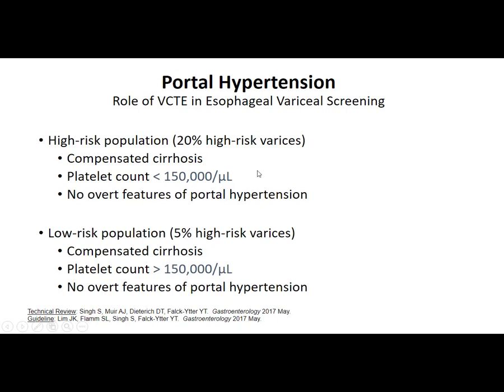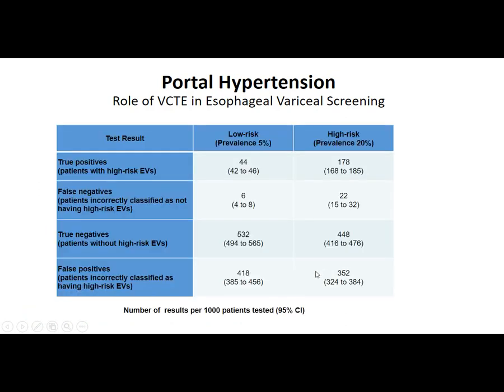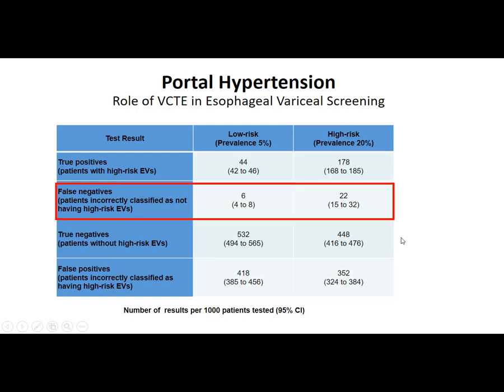So in a high-risk population, say 20% varices, compensated cirrhosis, platelet count less than 150, no overt features of portal hypertension, it was looked at there. And in the low-risk population, only 5% risk of varices, platelet count over 150,000, no overt features of portal hypertension. So here's the true positives, false negatives. Let's skip this one. This is actually a little too complicated with all these numbers here.